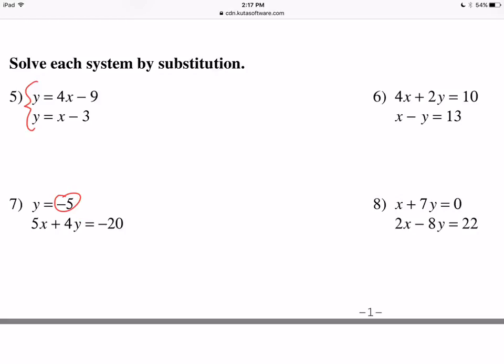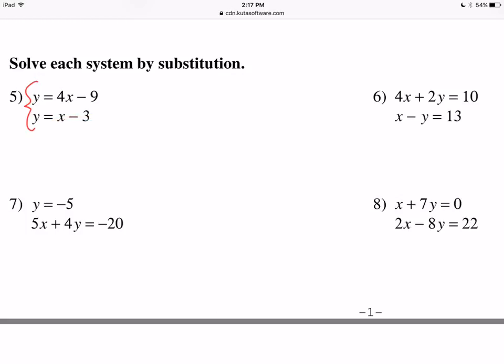But with number 5, we're used to seeing like, oh, x equals 3 or y equals negative 5. So what we can do is that same exact principle or idea of, oh, we can just plug in that information because we know what y equals. We know what x equals. Well, take a look at number 5. y equals x minus 3. We know that, right? It equals x minus 3. So that's what y equals.